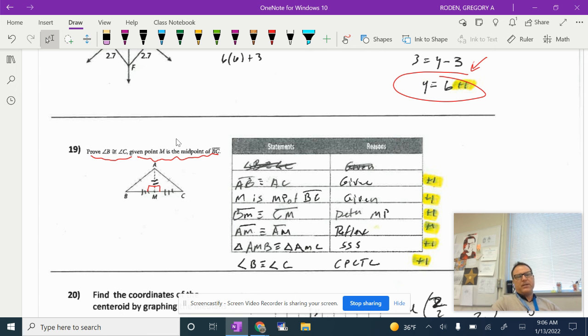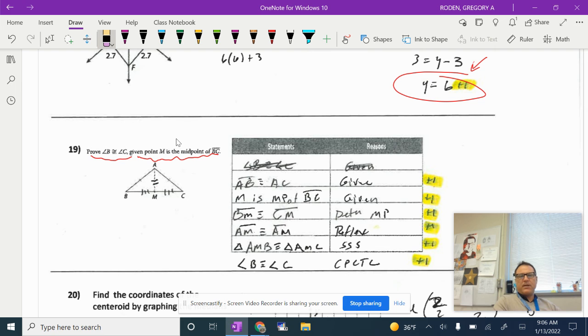Are they right angles? Yes. But you can't deduce that right off the bat. Then yes, you could use the perpendicular bisector theorem, but what we're doing is proving it, so you don't want to use the perpendicular bisector theorem. We want to use congruent triangles.